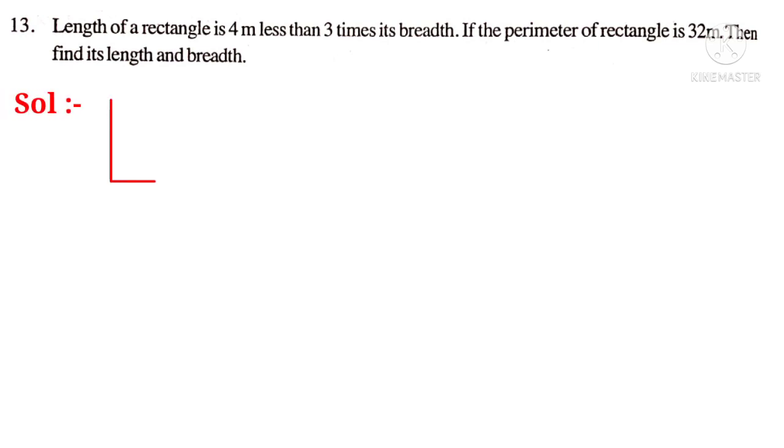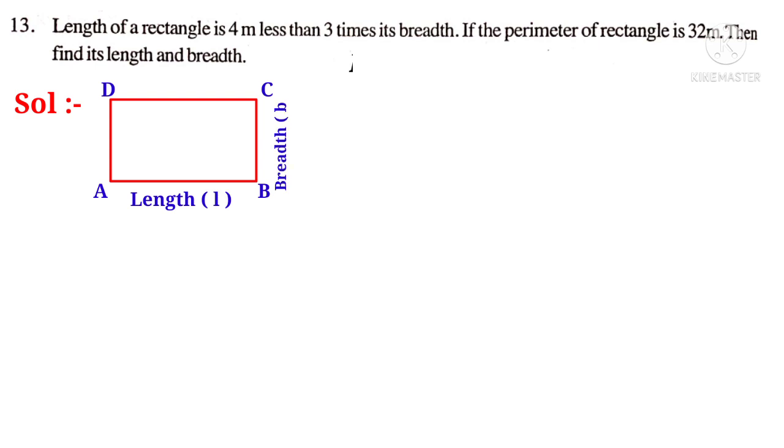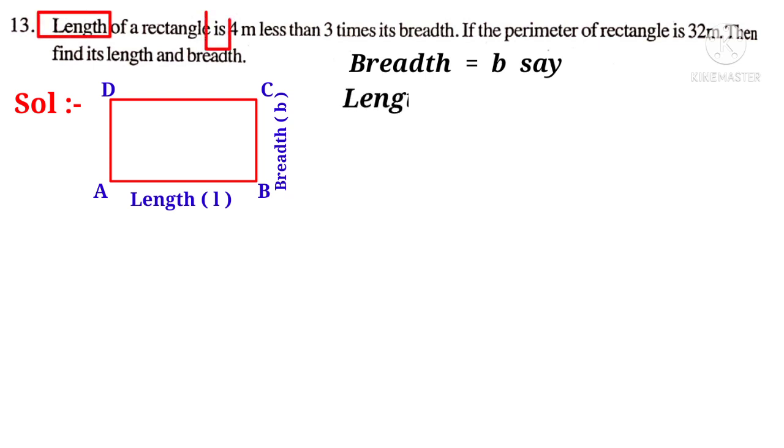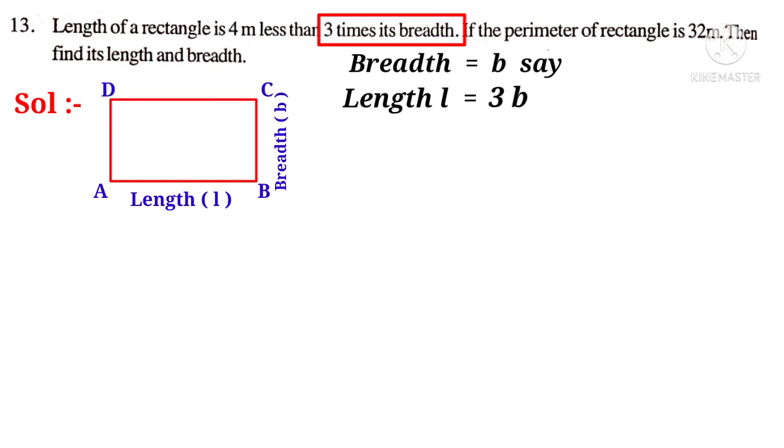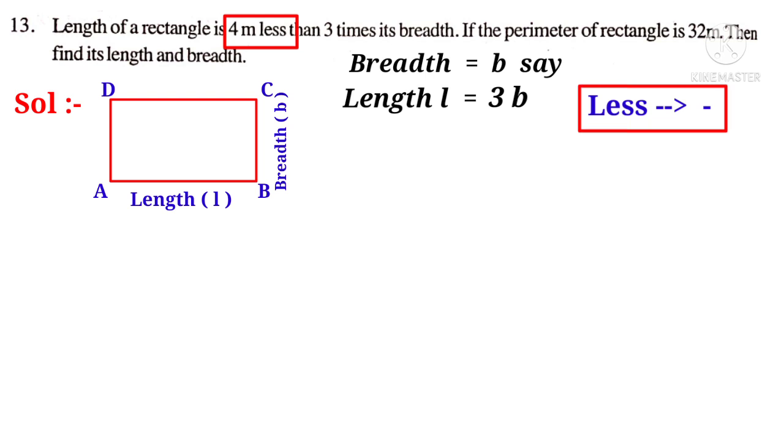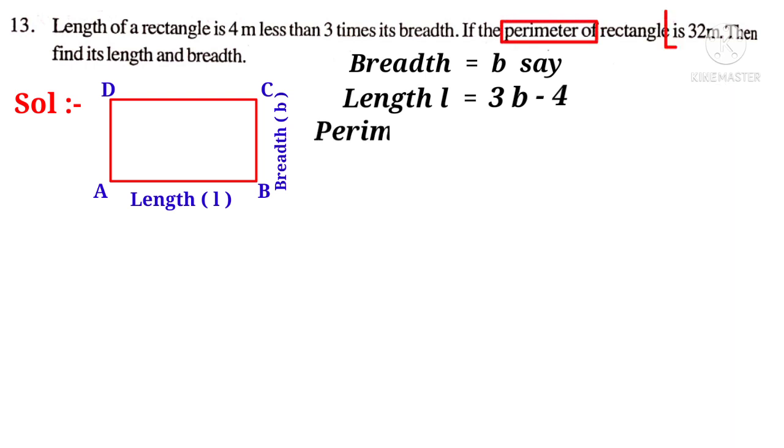Solution. Draw a rectangle and name the vertices as ABCD. Now write length L, breadth B. Breadth is equal to B, say. Length L is equal to 3 times breadth, means 3 into breadth B. So 3B. 4 meters less. Less indicates minus, so minus 4. So L is equal to 3B minus 4.